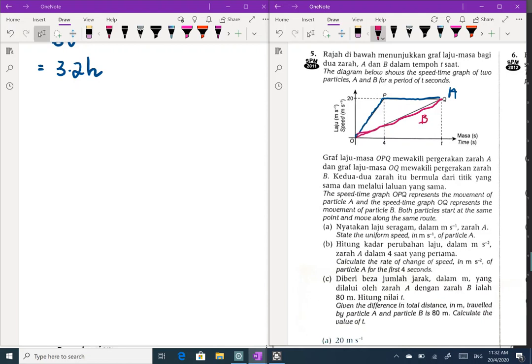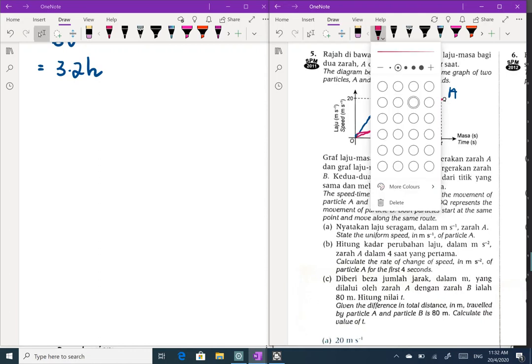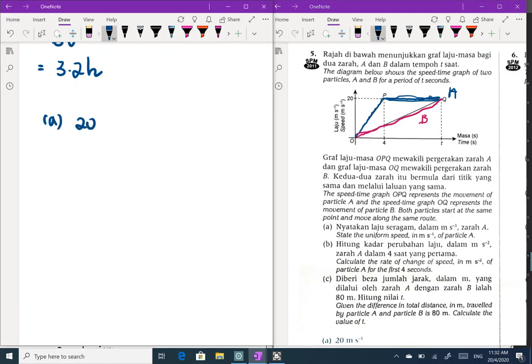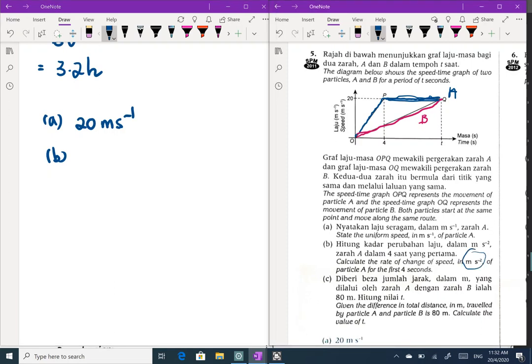Okay, state the uniform speed for the particle A. Particle A uniform speed, so it is the horizontal line. So uniform speed is 20. B. Calculate the rate of change of speed in meter per second squared of the particle A for the first 4 seconds.